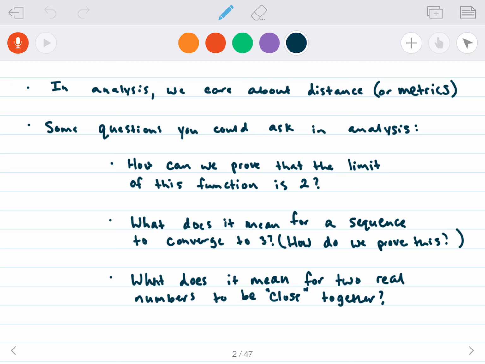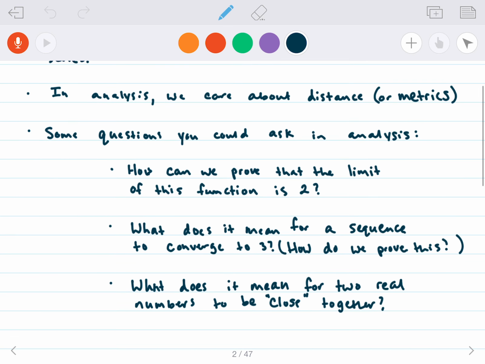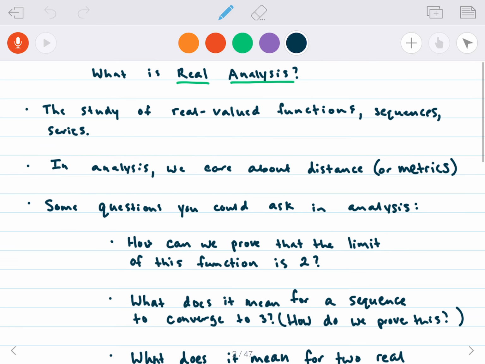Also, we can ask, what does it mean for a sequence to converge to 3? What does it mean for a sequence to get really, really close to 3? What does that mean rigorously? And that is what we're going to be doing in this class, just focusing on questions about distance and closeness.